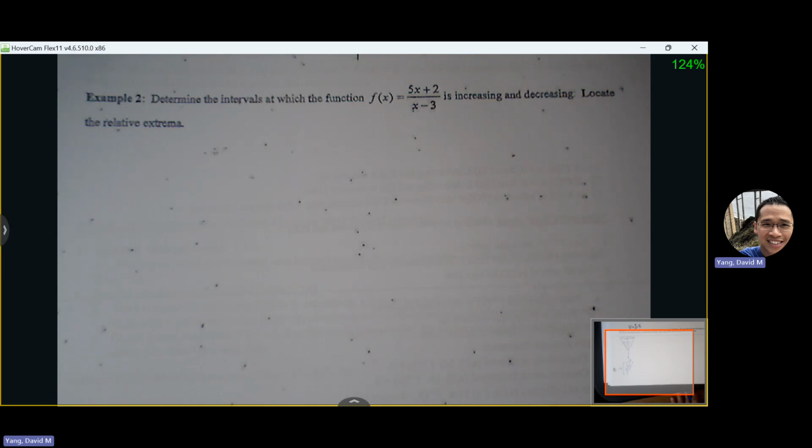But to get to f prime, we have to go through what? Quotient rule, okay? And then after we find our derivative, we should get a numerator and denominator, right? So you're going to set both the numerator and the denominator equal to 0 separately. Now, just before you go through this process, do you see any discontinuities with this graph? Okay, what's happening at 3 over 0? There's a vertical asymptote.